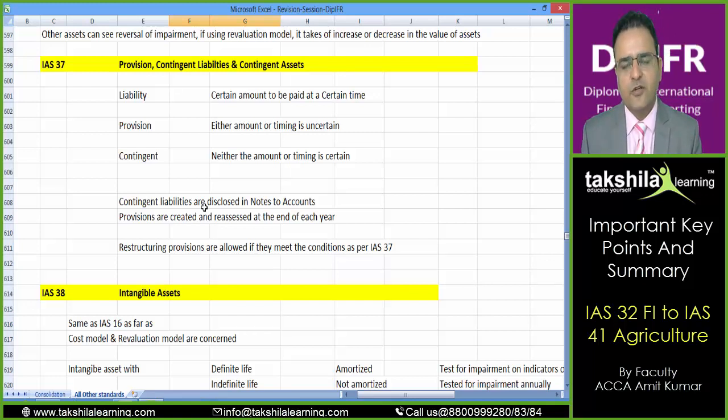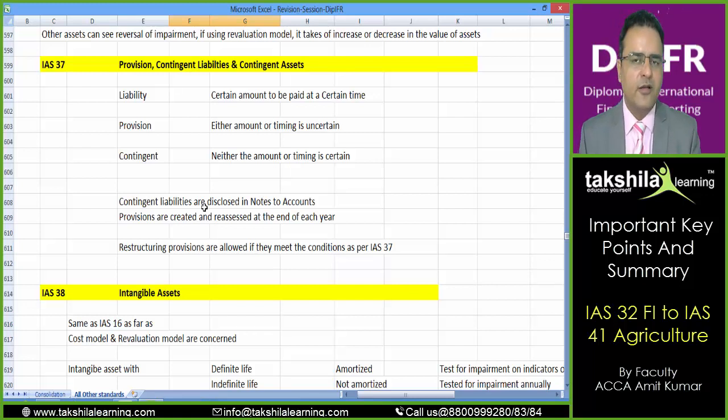We know one of the things. We know either the amount to be paid or the timing to be paid, but the other is uncertain. A liability is something where you know the amount and you know the time to pay. A certain amount to be paid at a certain time is a liability, which can be clearly shown as part of your balance sheet. But a provision is a kind of liability with an uncertain timing or amount.